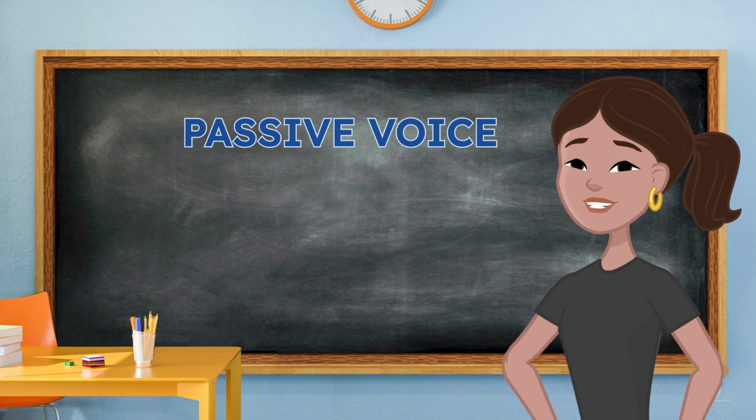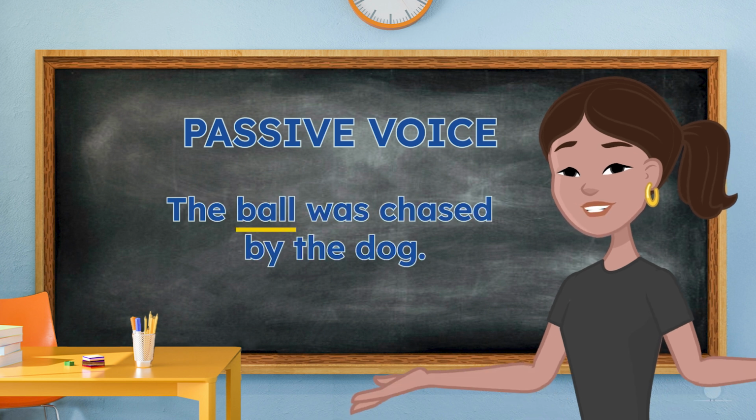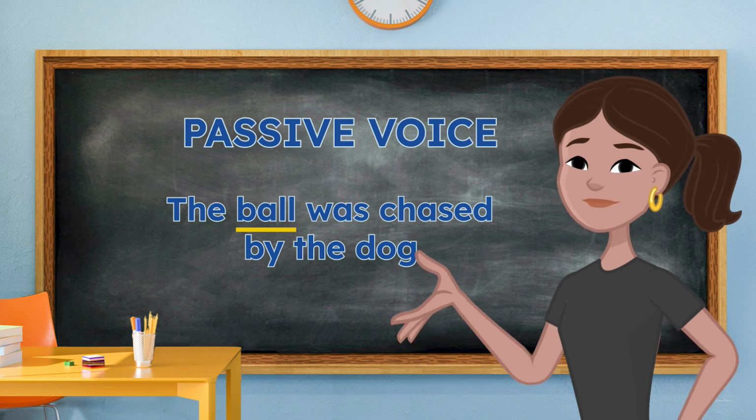So instead of the dog chased the ball, let's make this sentence passive. The ball was chased by the dog. Notice how the ball, which is now the subject, is being acted upon. It has moved to the front of the sentence. The focus shifts to what happened, the ball being chased, rather than who or what did the chasing.